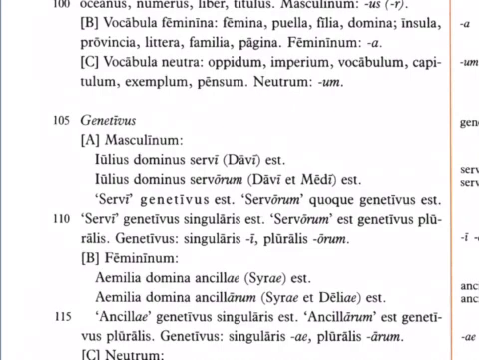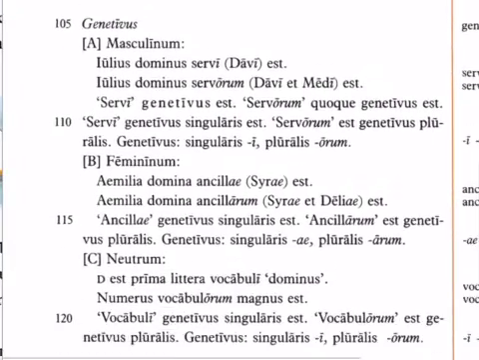Again, this is like a possessive ending. Iulius dominus servorum, Davi et Medi, est. Julius is the master of slaves, orum ending, genitive plural, masculine. And it explains in the parentheses that means of Davus and of Medus, right? He is the master of the slaves, genitive plural. Servi genitivus est. Servi is a genitive. Servorum quoque genitivus est. Servorum is also a genitive. Servi genitivus singularis est. It's a genitive singular. Servorum est genitivus pluralis. Servorum is a genitive plural. Genitivus singularis i, pluralis orum. Masculine singular genitive i, masculine plural genitive orum.